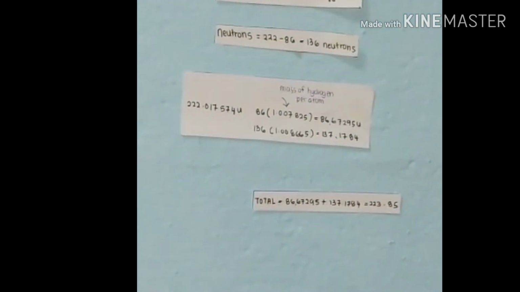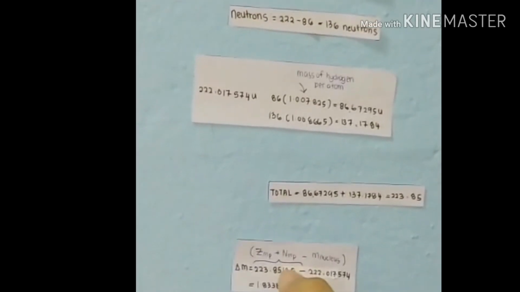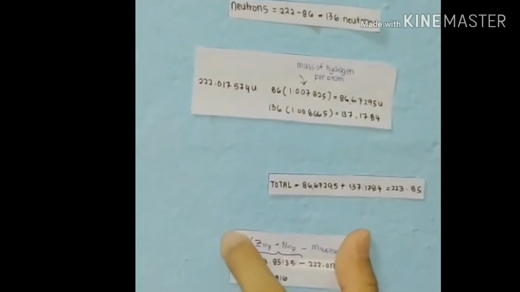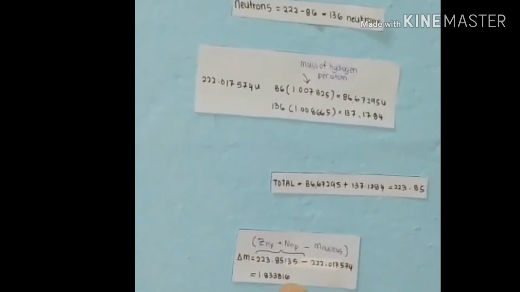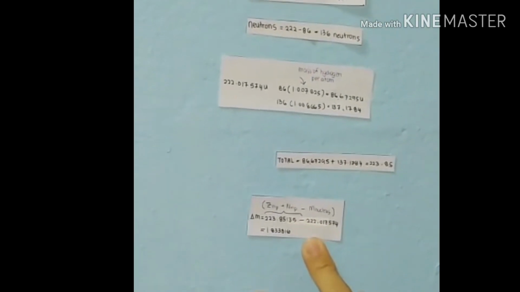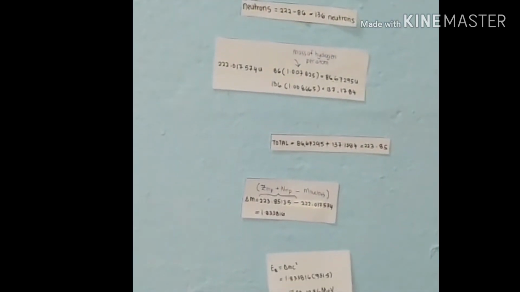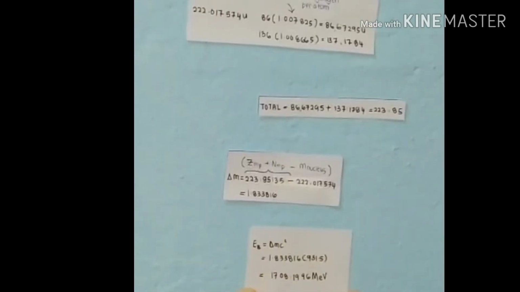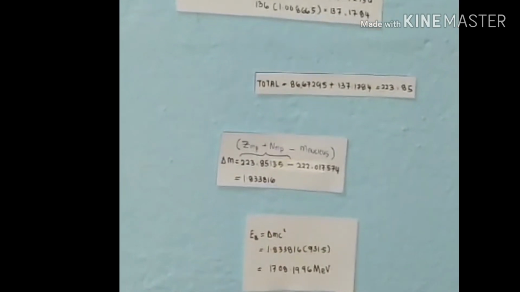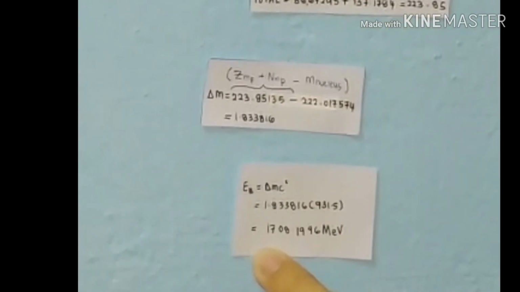After getting this answer, we can calculate delta M by the equation ZMp plus NMn minus the M of the nucleus. And finally, we can calculate the binding energy by the equation delta M c squared, and we can get the answer. That's all.